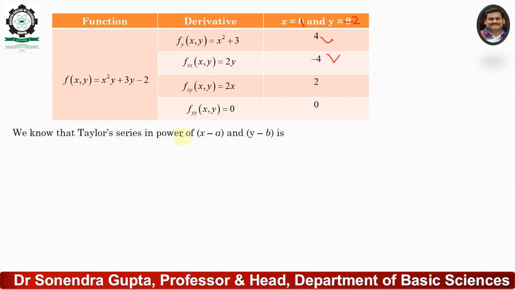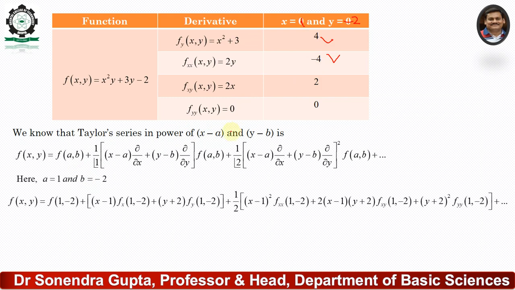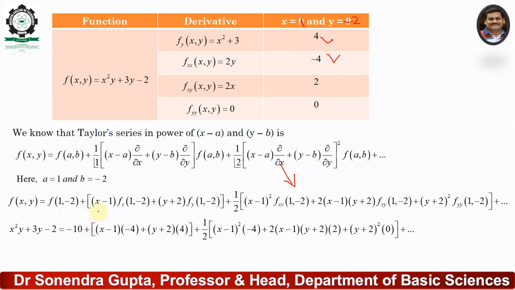We know the Taylor series in powers of x minus a and y minus b: f of ab plus x minus a del upon del x plus y minus b del upon del y acting on f of ab and so on. Now putting a equal to 1 and b equal to minus 2, we have the formula and expand this term in this way. Putting the value of f of 1, minus 2, we get minus 10, x minus 1 times fx at 1, minus 2, that is minus 4, y plus 2 times 4, x minus 1 whole square times f double x at 1, minus 2, that means minus 4, and so on.